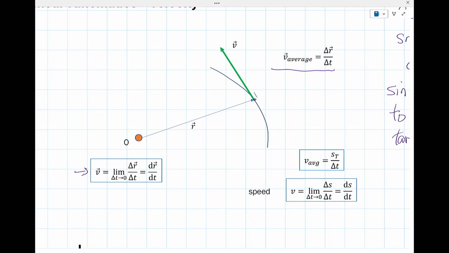Sorry, s of t is just like distance. Just the distance along the curve. So s of t would be defined as this. And it would be the magnitude of that distance, not the direction.